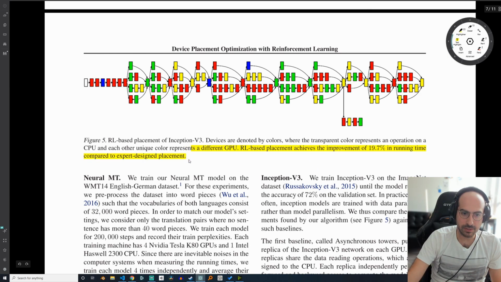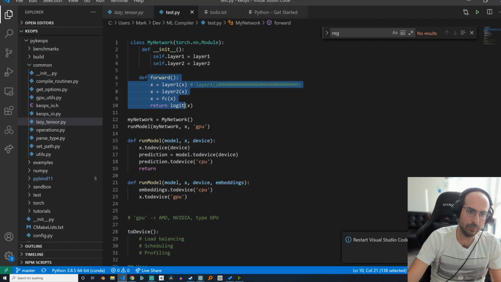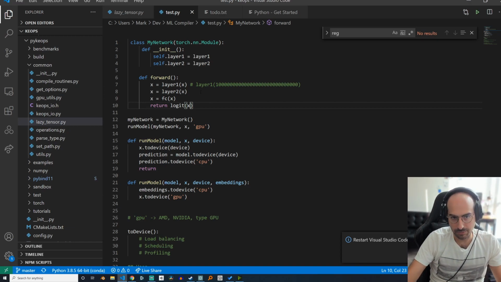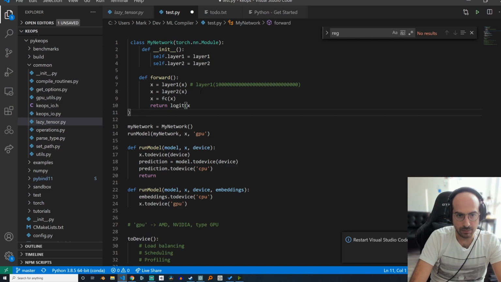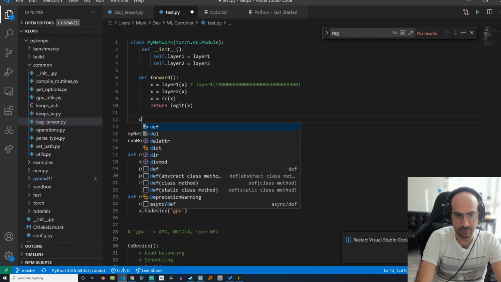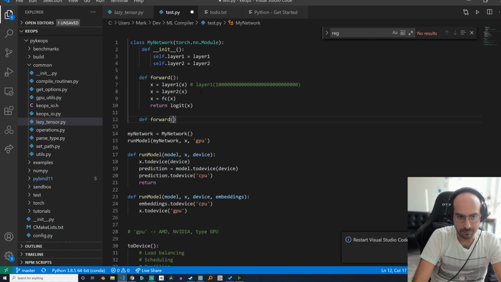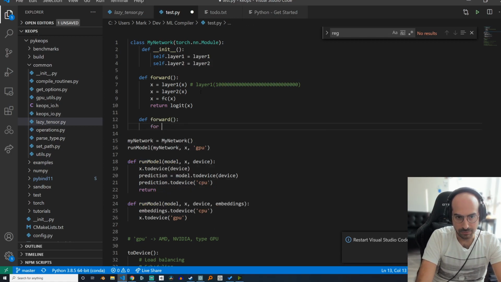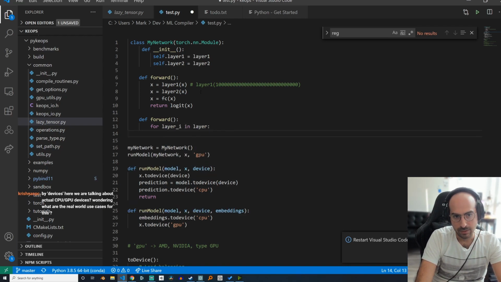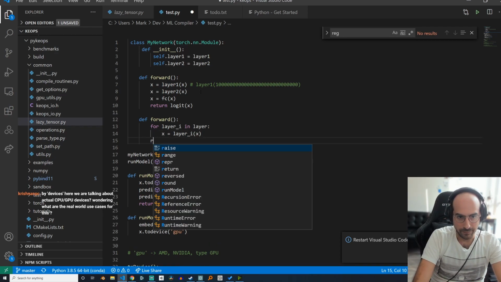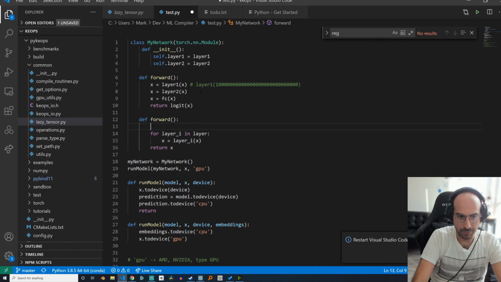What I find interesting about this is that here, for example, we took a case where you have two layers, but let's say you had like 1,000 of them, right? Let's say your forward function looks closer to this: you define forward, and then you say for layer i in layers, x equals layer i of x, and then return x, right?